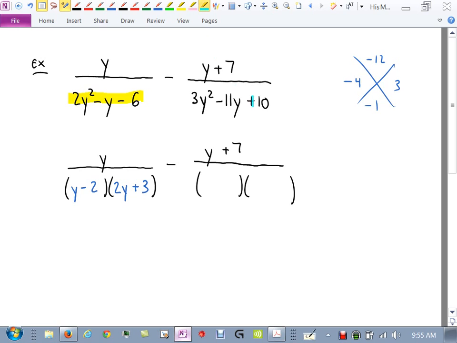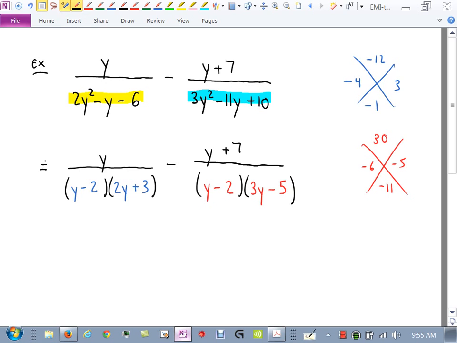Now on the other one, the other trinomial, I'd have to do, let's see, 30 and negative 11. What's that? Negative 6, negative 5. So this will give me y minus 2, 3y minus 5. I'll check it real quick. 3y squared minus, plus. Okay. So that's it. Is that okay so far?